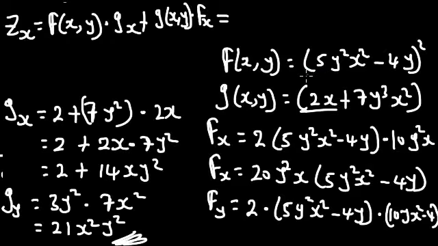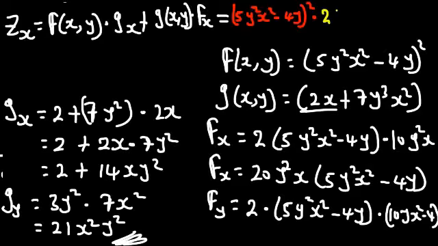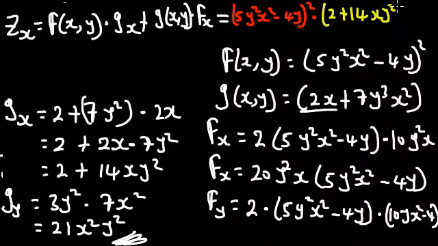Now f of x comma y is this, so we have in a bracket 5y squared x squared minus 4y, all squared, to be multiplied by, remember the formula, g sub x, sorry. So g sub x, let me have that in yellow. G sub x is this one, 2 plus 14xy squared. So we have times, let's put that in a bracket, it's a binomial, 2 plus 14xy squared. Okay, perfect.